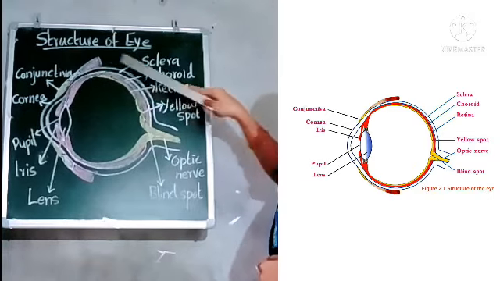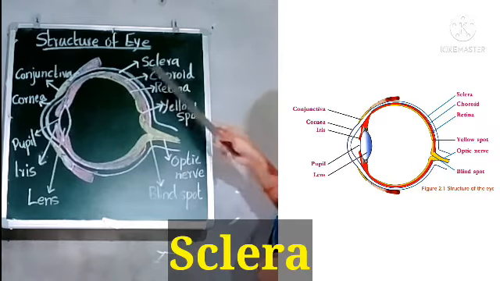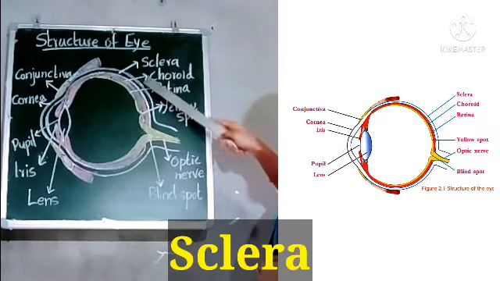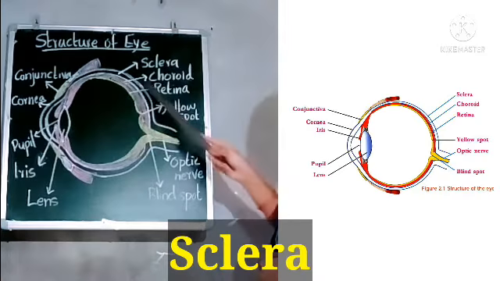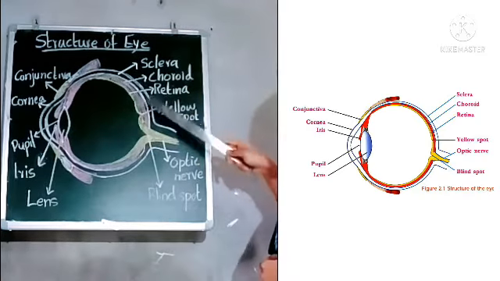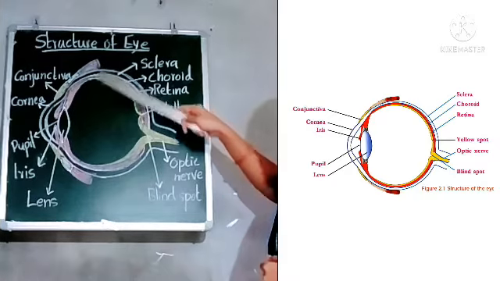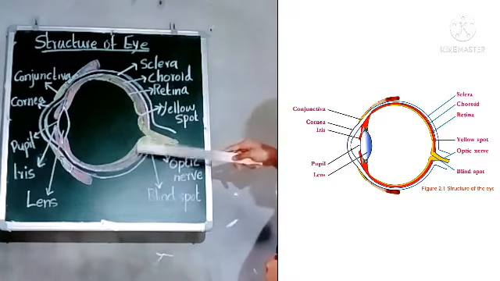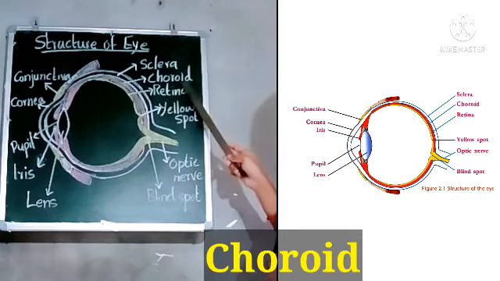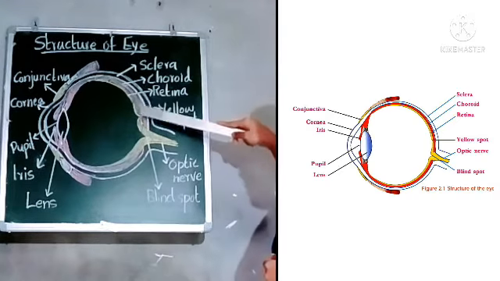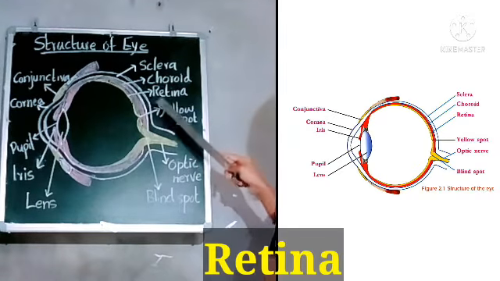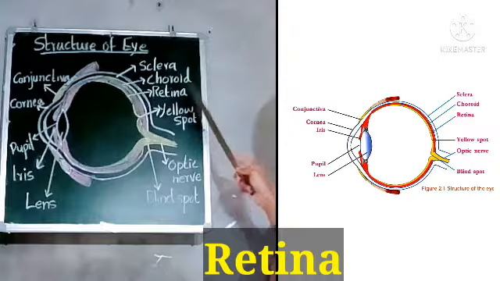The outer layer of eye is termed as sclera. Here you can see the white colored outer layer of eye, which is termed as sclera. Then the middle layer, which is represented with red color, is termed as choroid. And the inner layer, which is represented with yellow color, is termed as retina.